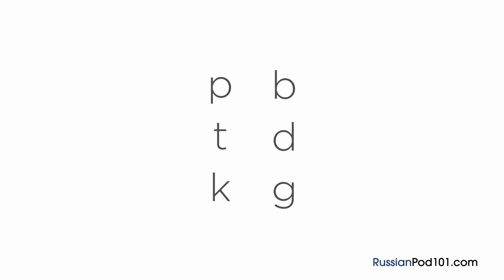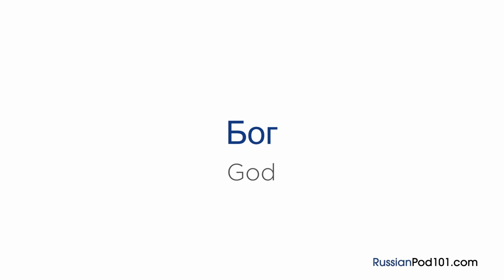Sounds that do not require vibration of the vocal cords, like all the ones on the left-hand side, are considered voiceless, while sounds that do require vibration of the vocal cords, like all the ones on the right-hand side, are considered voiced. Consider the following example in Russian. This letter is pronounced G. But this word here isn't pronounced bog, but bok. Notice how the letter G is written, which is a voiced letter, but is actually pronounced as the letter K, a voiceless letter.